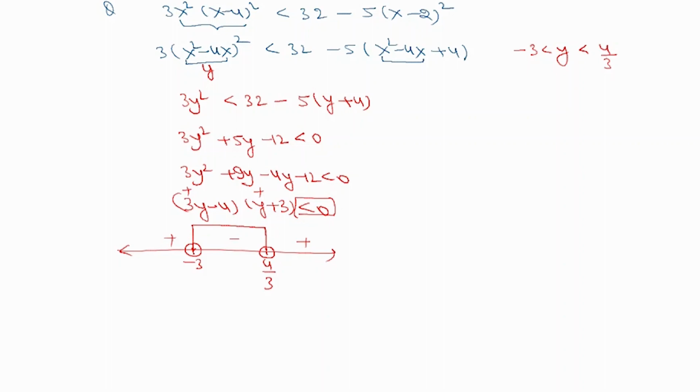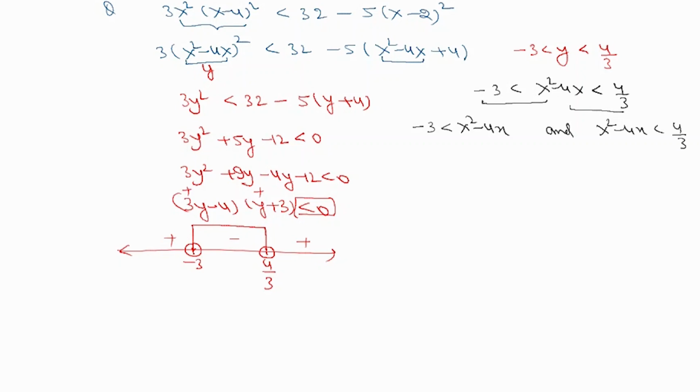So now I'll put the value of y. If I put the value of y, I'll get minus 3 is less than x square minus 4x is less than 4 by 3. So I'll take two separate cases. Case 1, when minus 3 is less than x square minus 4x, and when x square minus 4x is less than 4 by 3.